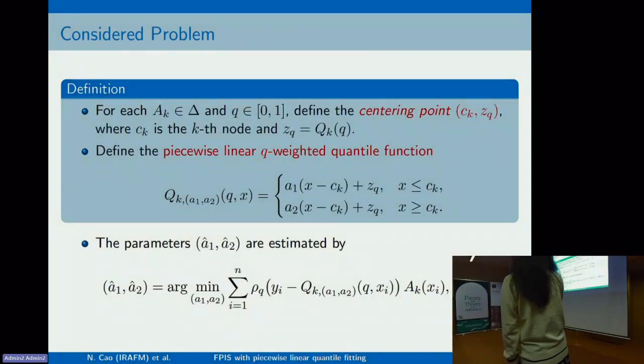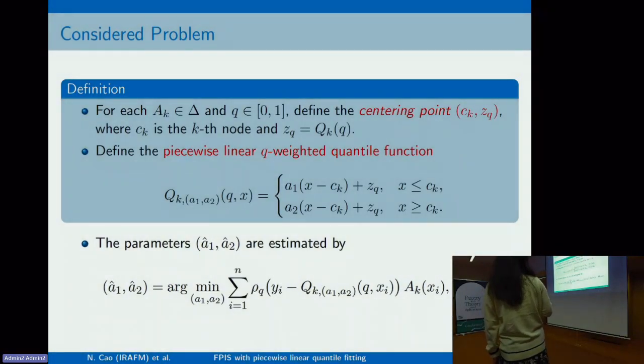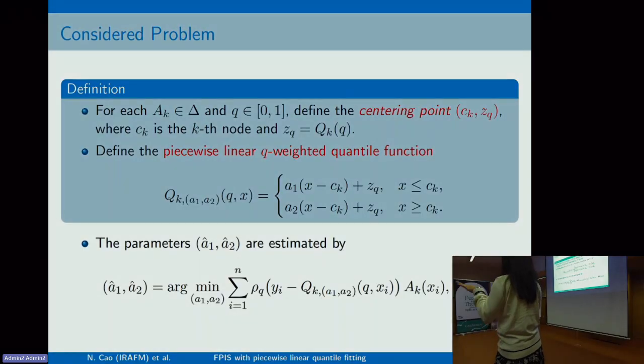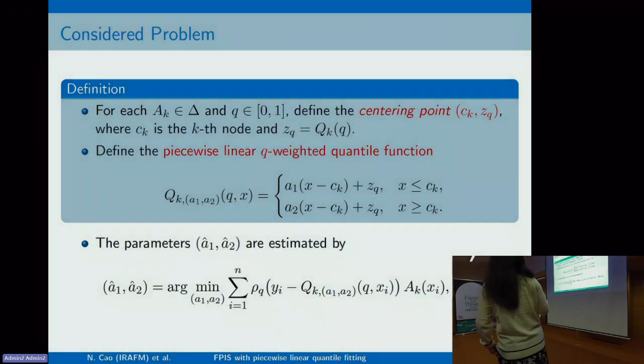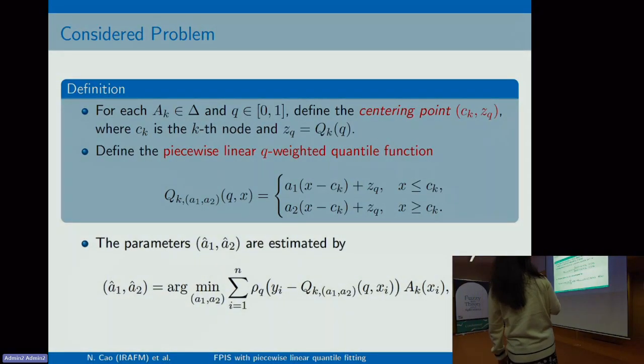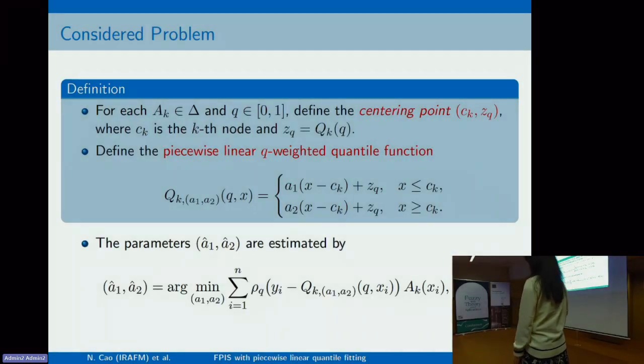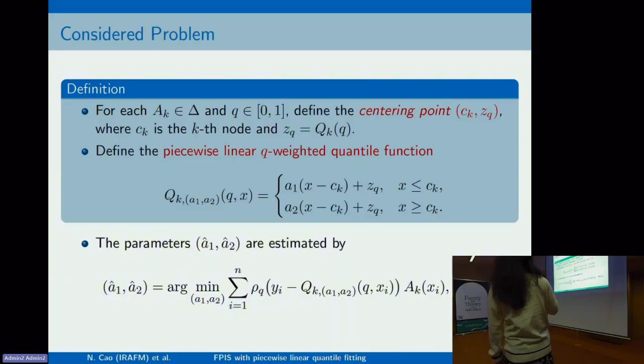And okay, we need some definitions. It's just a technical problem. Assume we have a fuzzy partition on the domain X and a quantile level, and we define the center points c_k, just understand them as nodes, and z_q, according to the q given, it's just the weighted quantile constant.